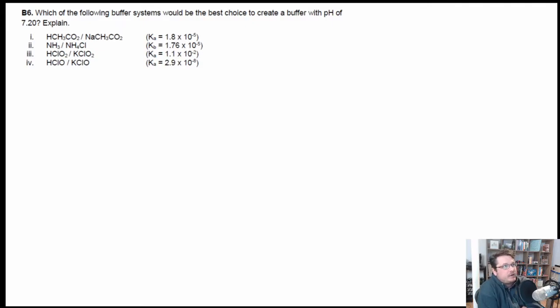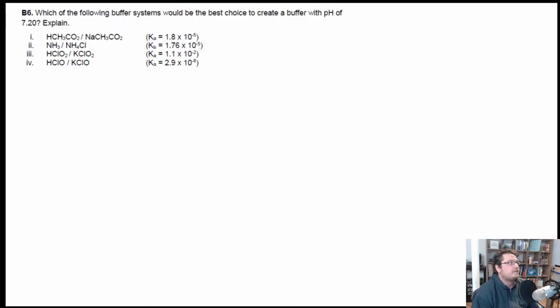The closer it is, the better, because it'll be a lot easier to form that buffer and have it stay close to that pH, because the closer it is, the less difference you have in the number of moles of each of the different reagents. So all we really have to do in this case is figure out what the pKa's are of each one of these pairs.